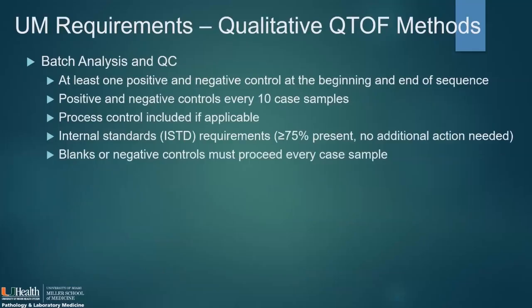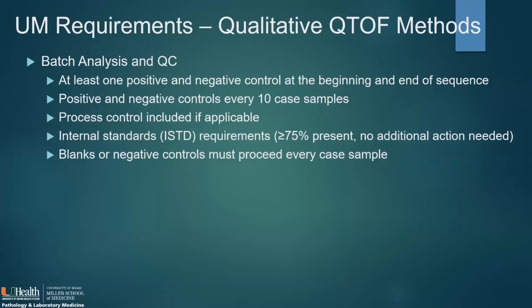So let's talk a little bit about the specific requirements that we have at the University of Miami in our toxicology lab. For batch analyses in QC, here are our requirements. We need at least 1 positive and negative control at the beginning and end of the sequence. Additionally, for the frequency, we also need positive and negative controls every 10 samples. We do have process controls included if they are applicable to the method and the extraction.